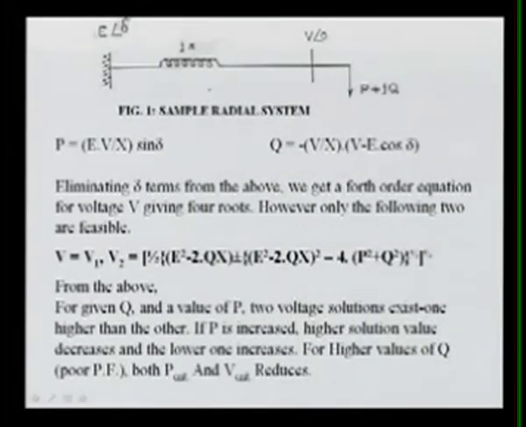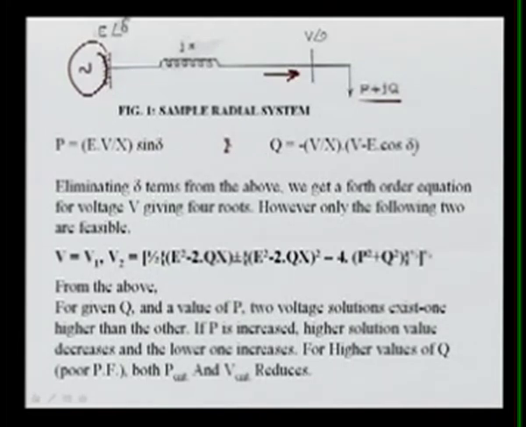Again, to recap, here I use this system, a system which is feeding power. It may be your generator, it may be a substation, and that's a radial line having jX, let's suppose R is very small, and it is feeding a load of P plus jQ. For this, I can write the power flow, this P value and the Q value, as these two equations.